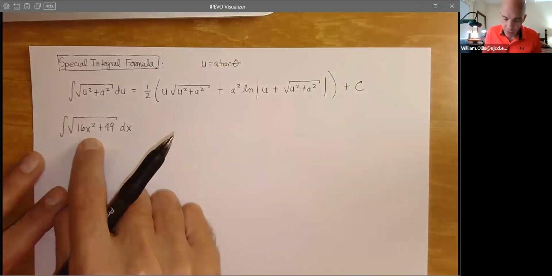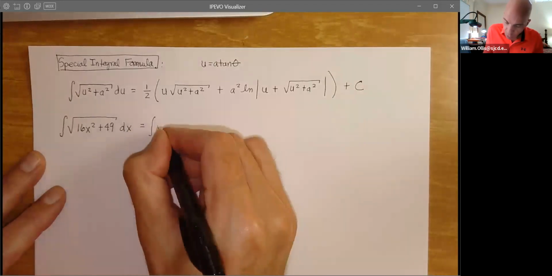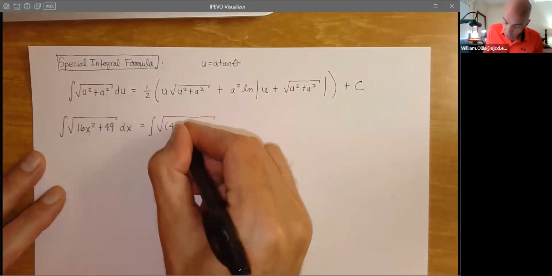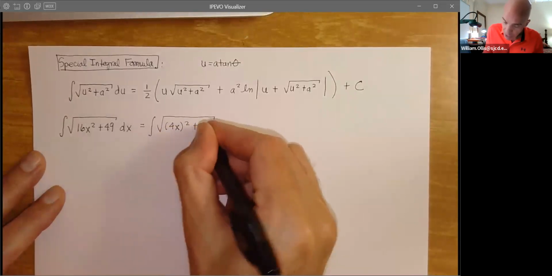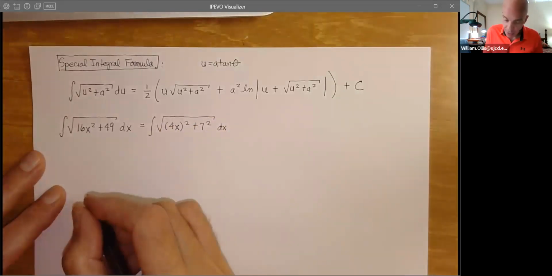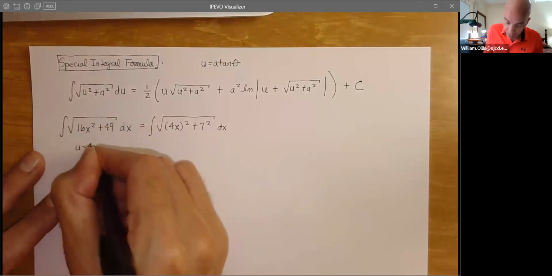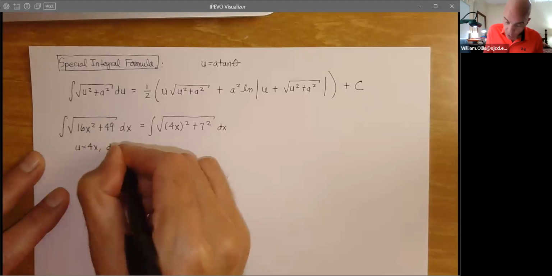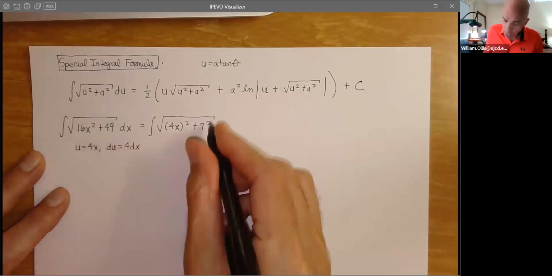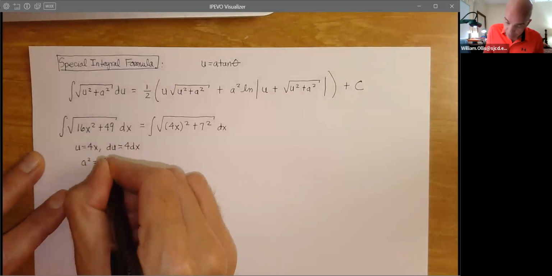Now, when you look at this, let's make one step here. Let's go ahead and write all these terms as squares. So we get 4x quantity squared plus 7 squared. That's maybe translating things a little bit. So now we have u equals 4x, which is killing two birds with one stone. So du is 4dx. And now, of course, a squared is 49.